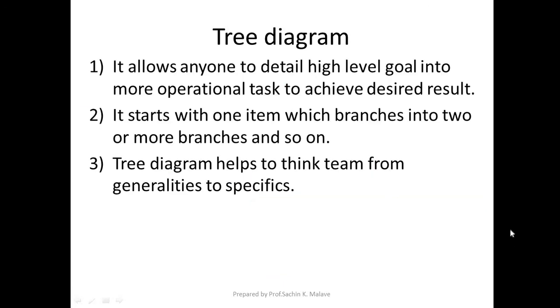Okay. So it starts with one item, which branches into two or more branches and so on. Just as we saw, one branch again expands into two or more branches and so on. Tree diagrams help the team think from generalities to specifics. This we have just discussed. So it tells you exactly what is to be done. With the help of the tree diagram, you can very precisely find out what is to be done. Okay.